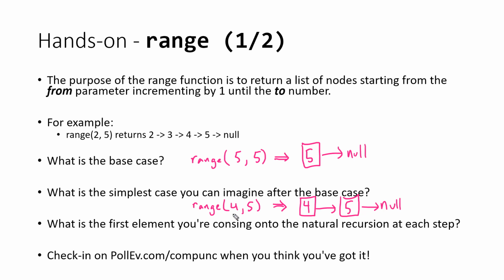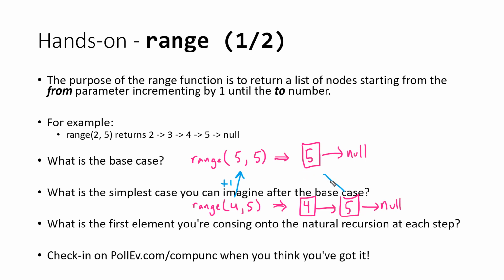So notice what changed about these arguments relative to our base case arguments is that we are incrementing our first argument by 1, right? So it took +1 in just the first argument position. We kept the second argument position exactly the same, right? So the next question is, what is the first element you're consing onto the natural recursion of each step, right? And so this is the question that will help us figure out what it is that we need to be focused on in order to build up our resulting list. And we can figure that out by comparing these two things, right?